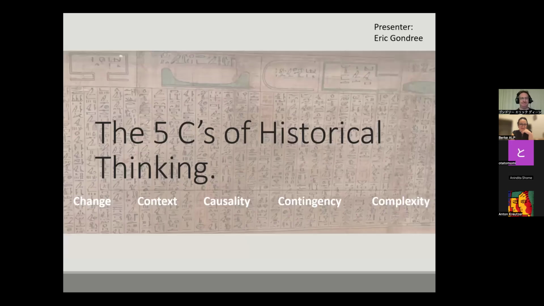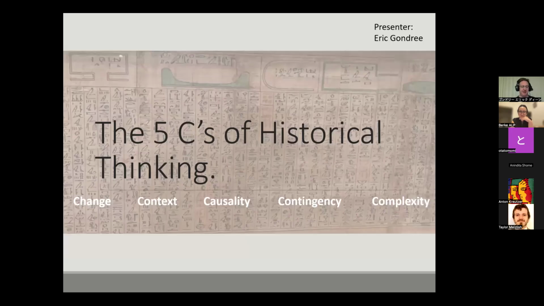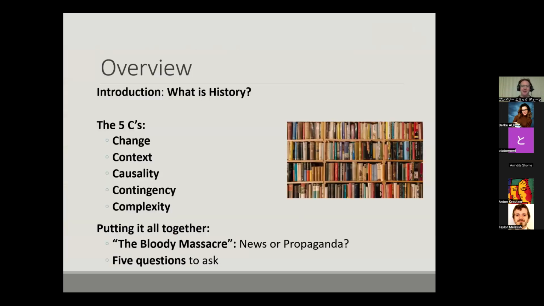My name is Eric Gondree, and I'm a part-time teacher at Nufs, and I am doing a presentation called "The Five C's of Historical Thinking." Normally, in an in-person seminar, I would be able to take the participants and actually run through some of these exercises, which would take a lot more time. So, due to time constraints, I'm just going to describe some of the activities.